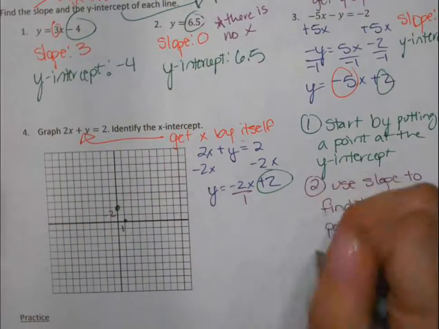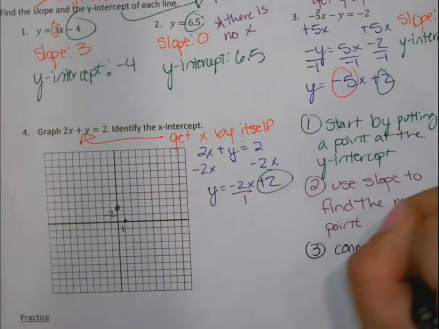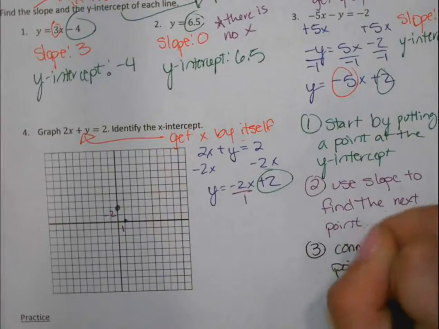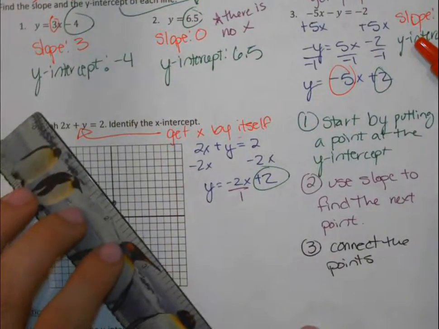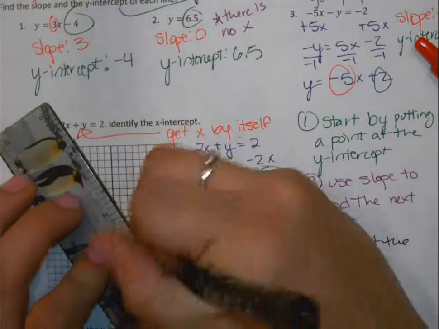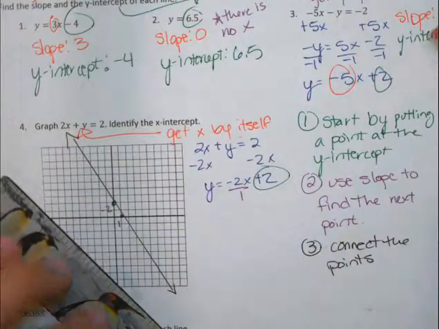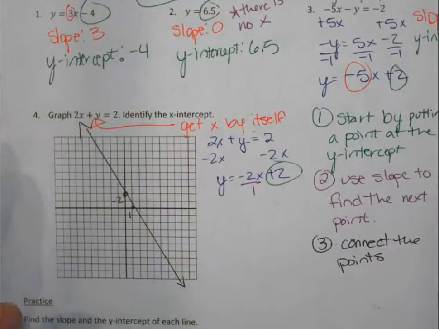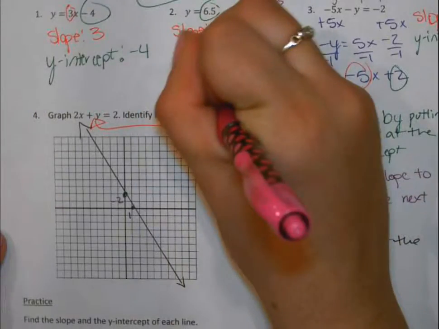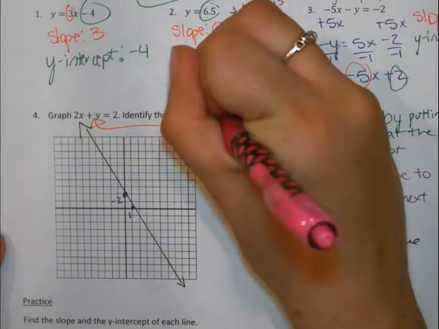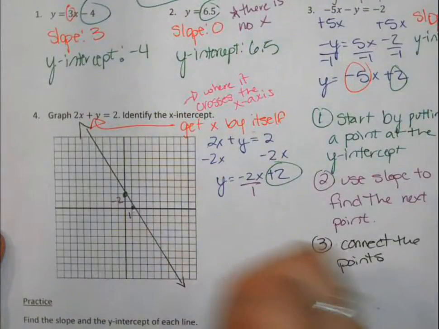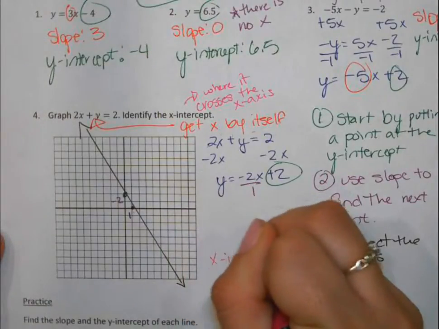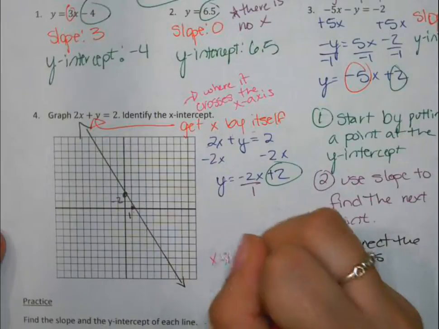My final step here is to go ahead and connect the points. And I have graphed this. It also wanted me to say the x-intercept, so where it crosses the x-axis. And that would be the point right here. So the x-intercept is (1, 0).